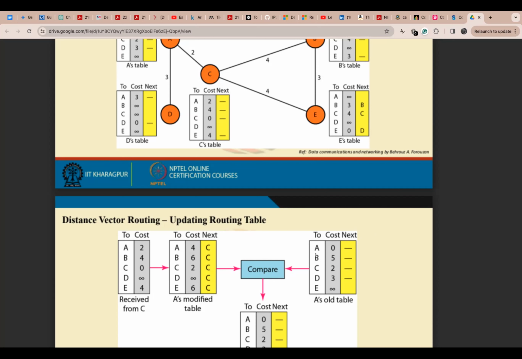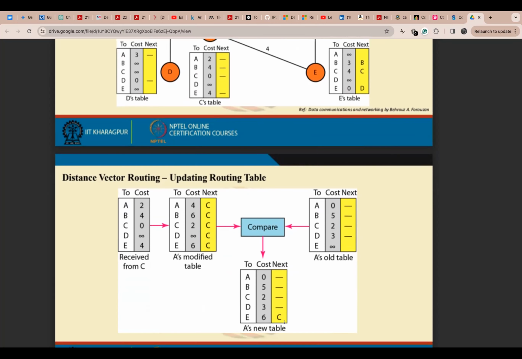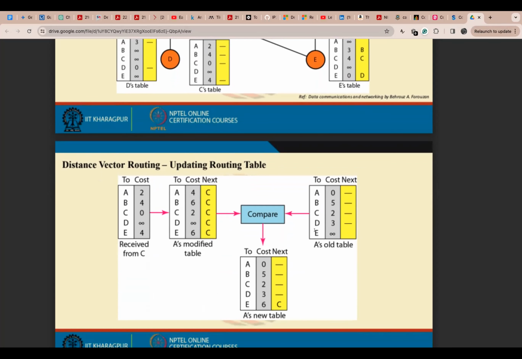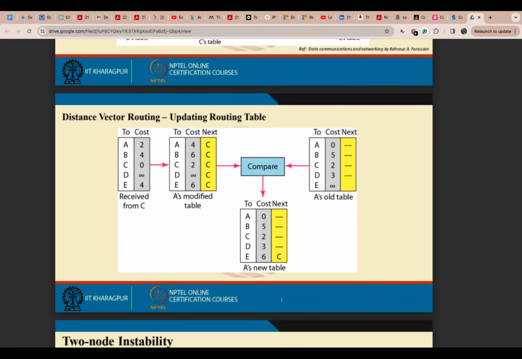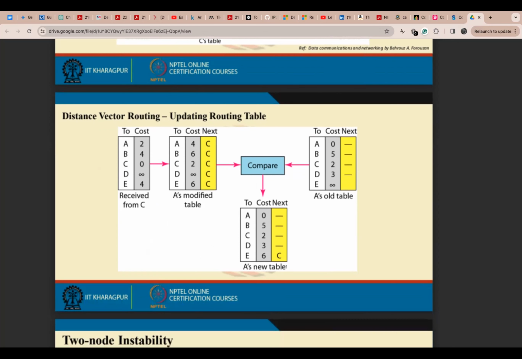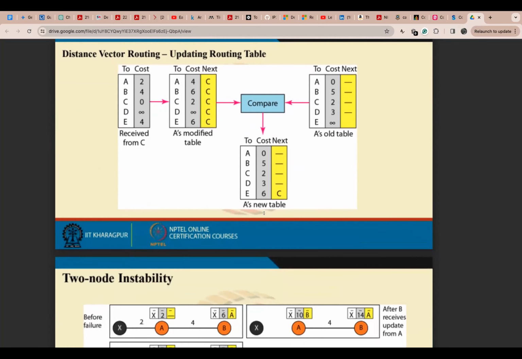Similarly, from A to reach B, this is A's old table: earlier you had to pay a cost of 5, but now if you go through C, the cost is 6. Since 5 is the lowest cost, I'll keep this one. If you compare like this till the end, to reach E from A was earlier infinite because there was no direct path, but here if you go through C, the cost is 6. Since 6 is less than infinite, it will take 6 as the valid cost through C, and it will get stable at the end.